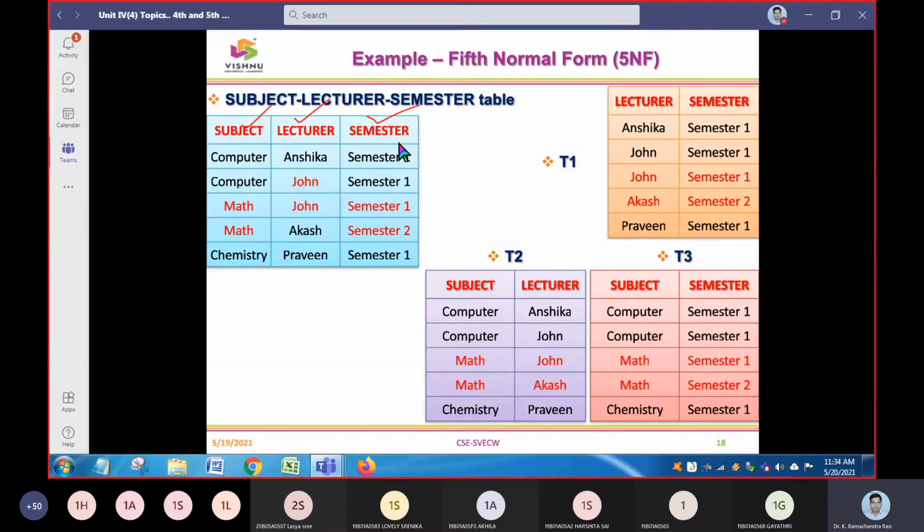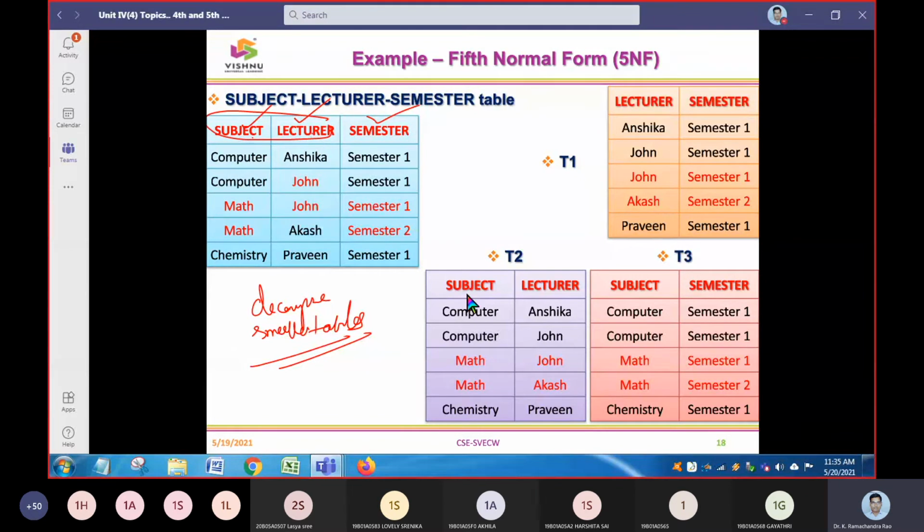So instead of putting this in a second normal form or moving it to a third normal form, we need to decompose it into smaller tables. So how are we going to decompose it into smaller tables? Now we can take two fields and establish a relationship between subject and lecturer.